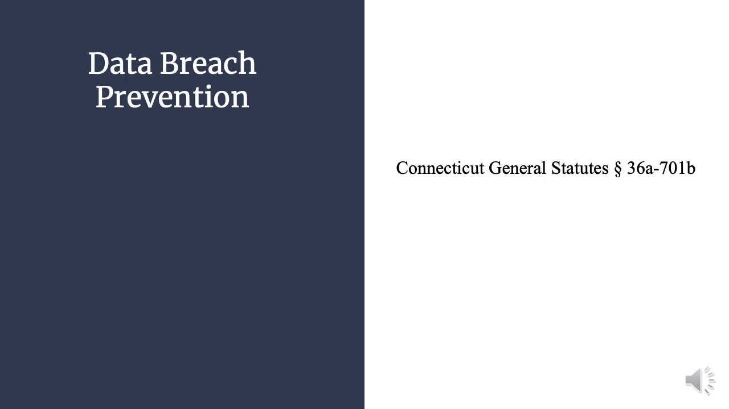Data breaches are covered in the Connecticut General Statute 36A 701B. That states, anyone who conducts business in Connecticut and who, in the ordinary course of business, owns, licenses, or maintains computerized data that includes personal information is required to disclose a security breach to state residents whose personal information is believed to have been compromised. Notice to consumers must be made without unreasonable delay, but not later than 90 days from discovery of the breach.